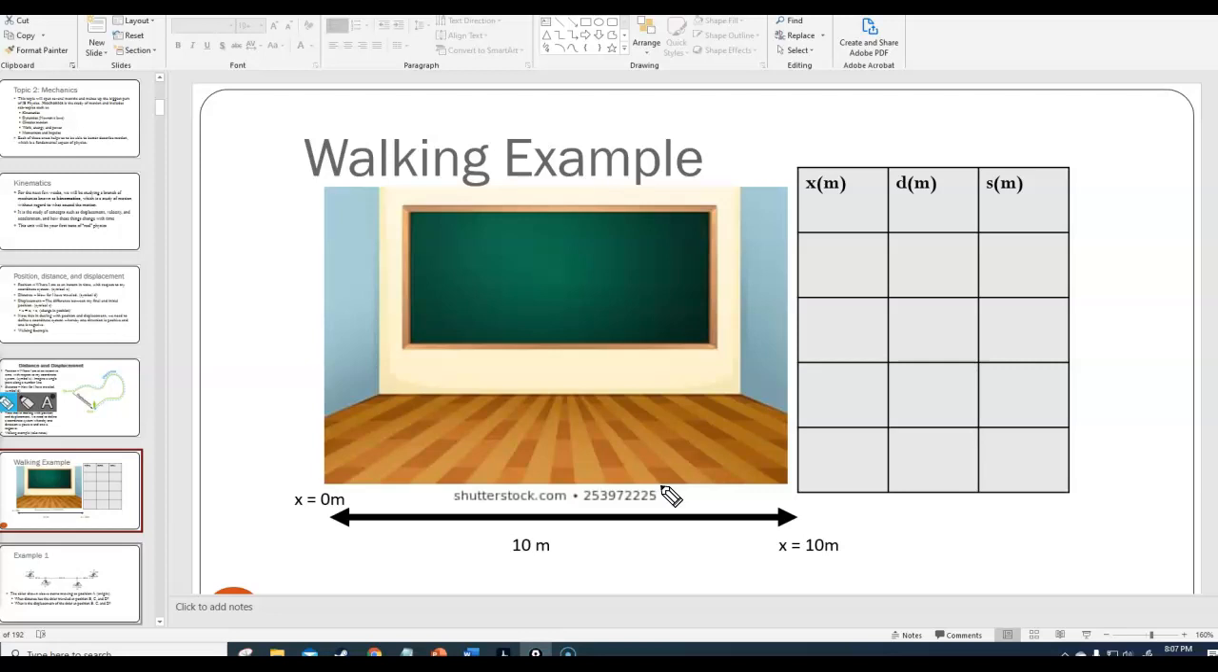Okay, so I'm going to do an example, and I am going to start in the middle of the room right here. Okay, so I'm going to start walking, and I'm going to start at a position of 5 meters. Okay, that's halfway between 0 meters and 10 meters. Okay, so what is my position? That's 5 meters.